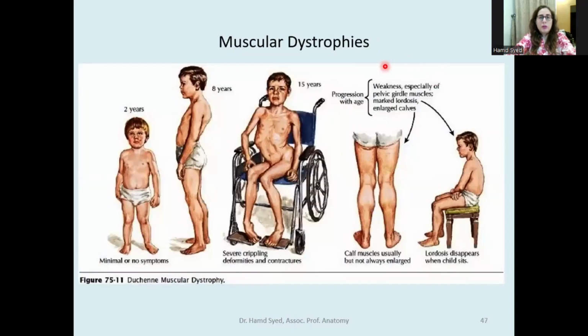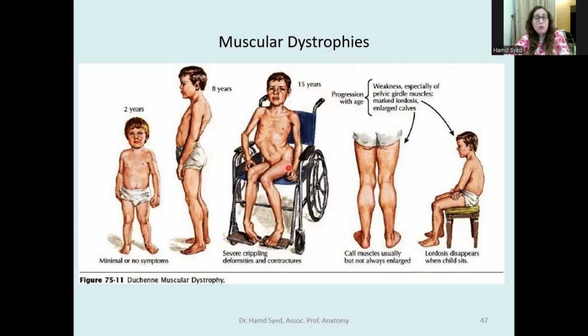Okay, so here you can see that this is showing us a few of the signs and symptoms of Duchenne's muscular dystrophy. Typically, a boy suffering from this inherited disorder has minimal symptoms at 2 years of age. But as the boy grows older, at about 8 years of age, you can see the lordosis, which is the forward bending of the spine. And then there's a progressive wasting and weakness of the lower limb, hip, and pelvic muscles. So by the time he's about 15 years of age, you can see he's severely crippled.